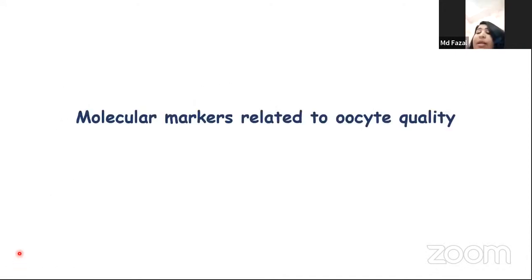So there are a lot of molecular markers which have been coming out to see what makes a good quality oocyte, but these are all still under research, because these molecular markers are very expensive. So they're still at the research stage, but still we will have a look at what they are. Next slide.